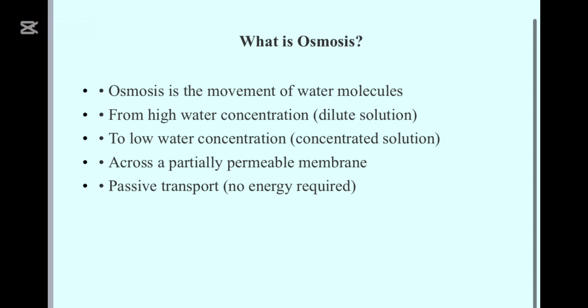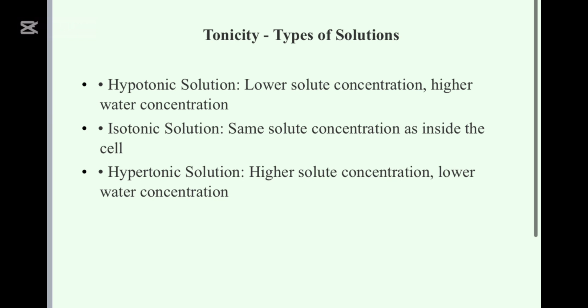Now, let's talk about the terms used in osmosis. There's something known as tonicity, and these are types of solution in osmosis. You have the hypotonic solution, the isotonic solution, and the hypertonic solution.